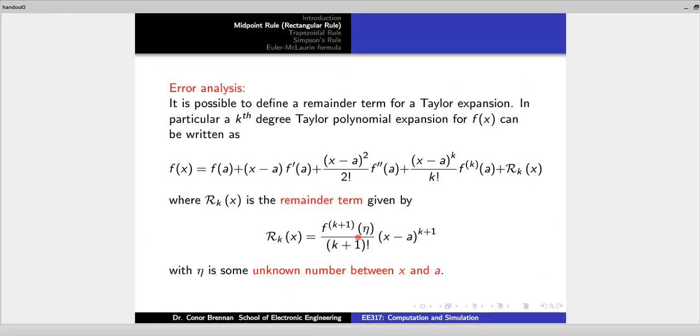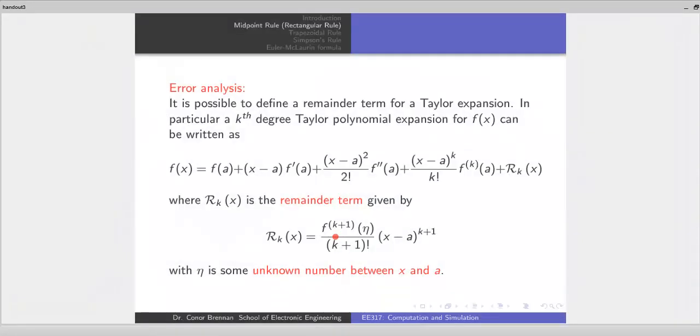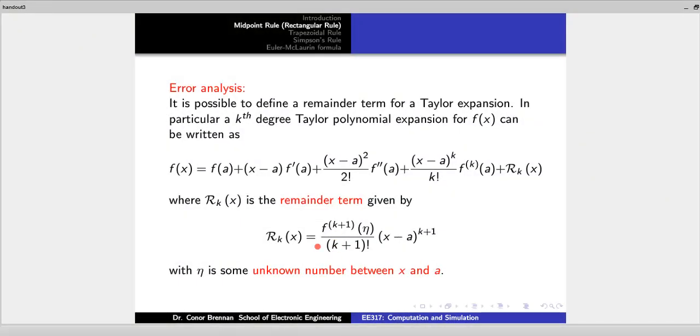This remainder term would be really great if we knew what this was, because then we could put it in and we could make this exact. But the problem is we don't know what eta is. It's a value between x and a. Some value eta exists such that this remainder is given by this. Okay. That's not nice to see. It's possible to show that using what's called the mean value theorem.